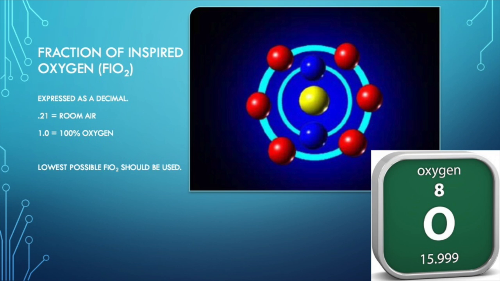FiO2 is the percentage of oxygen being delivered, expressed as a decimal. For example, 21% oxygen is an FiO2 of 0.21. Typically, in the emergent setting, we initiate mechanical ventilation with an FiO2 of 1.0, or 100%. However, in the critical care and ICU settings, the lowest possible FiO2 should be used to mitigate untoward effects of supplemental oxygen use.